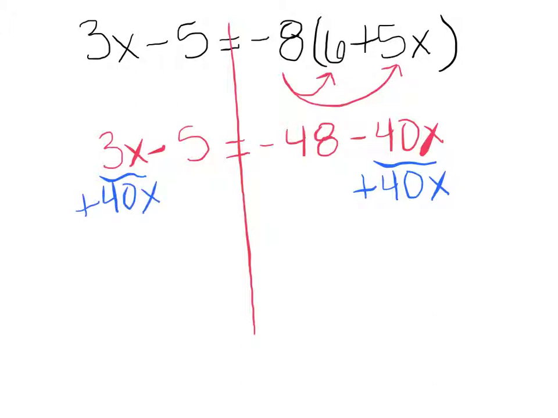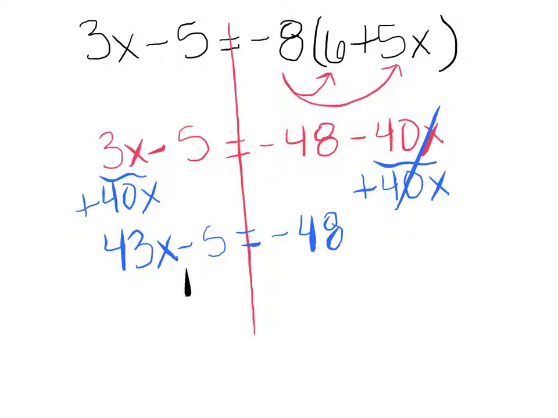3x's plus 40x's is 43x's. Wowzers. Negative 5 stays the same for now, minus 5, equals negative 40 and negative 40 cancel. All right, now we're back to our do and undo place. Hooray! Let's go ahead and undo this minus 5 by adding 5.